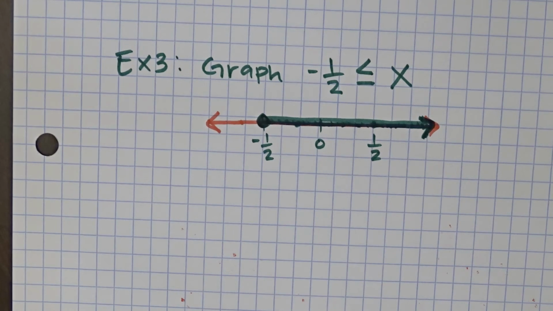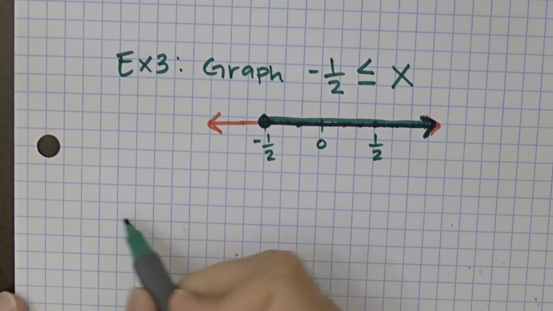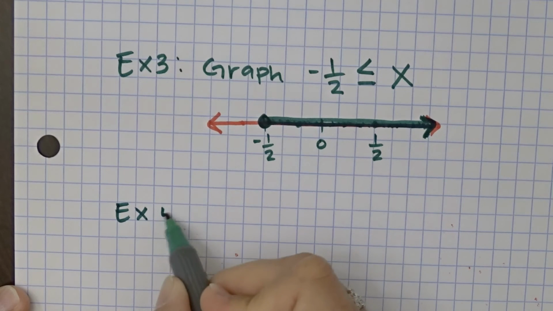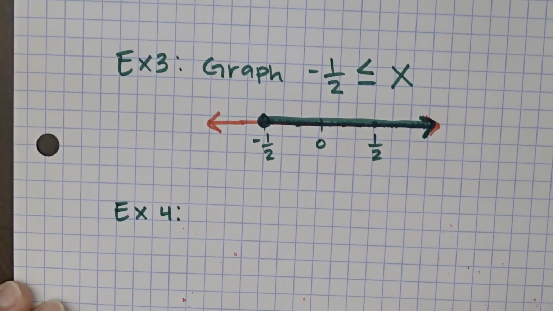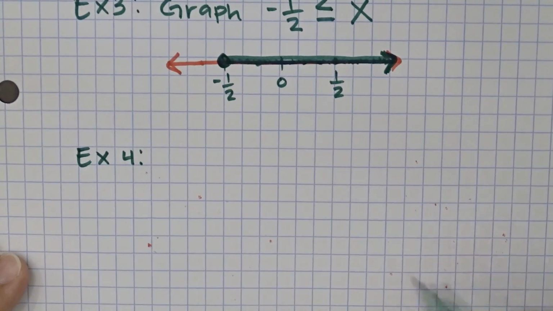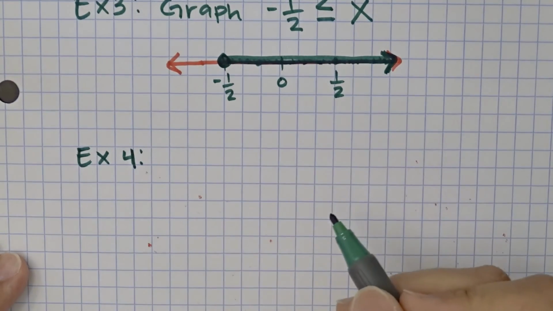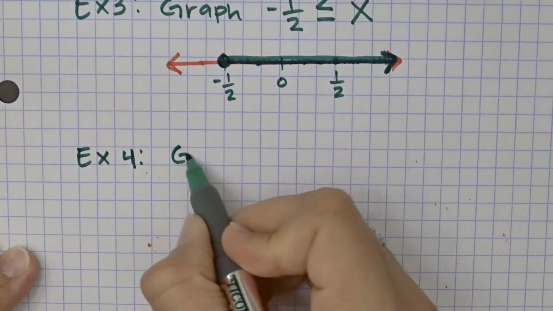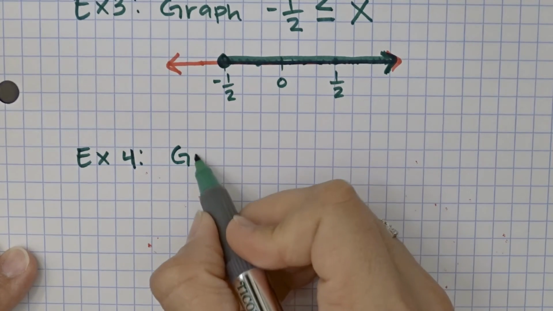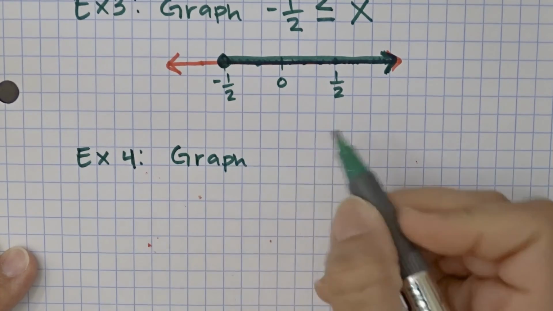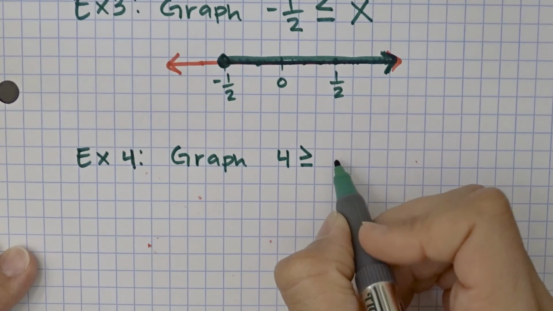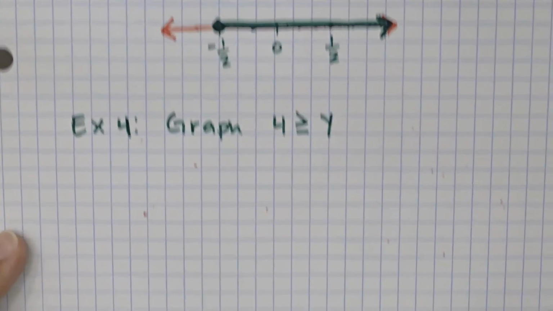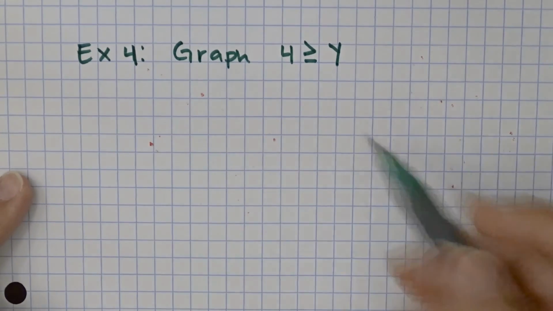All right, and one last example. And please don't just look at the inequality and say, oh, it's less than, all to the left. Oh, it's greater than, shading to the right. That is not a valid way of thinking because it depends on which side your variable's on. So don't make that mistake. Graphing 4 is greater than or equal to y.